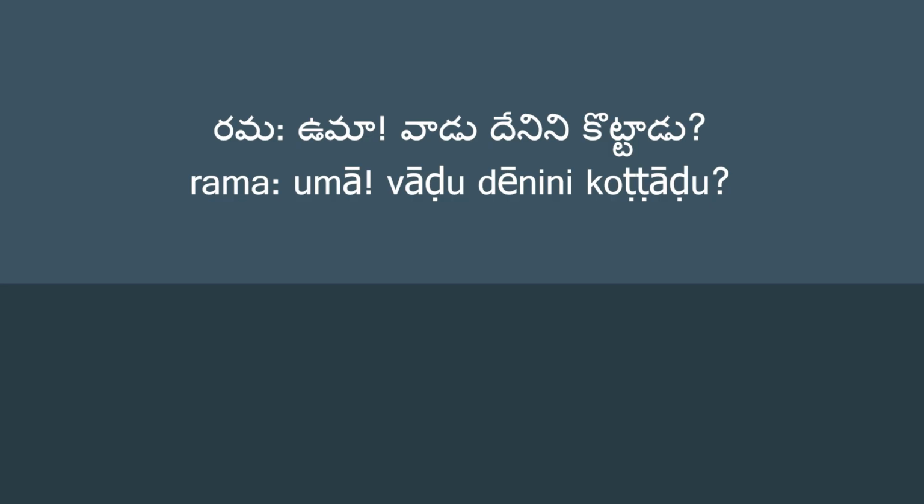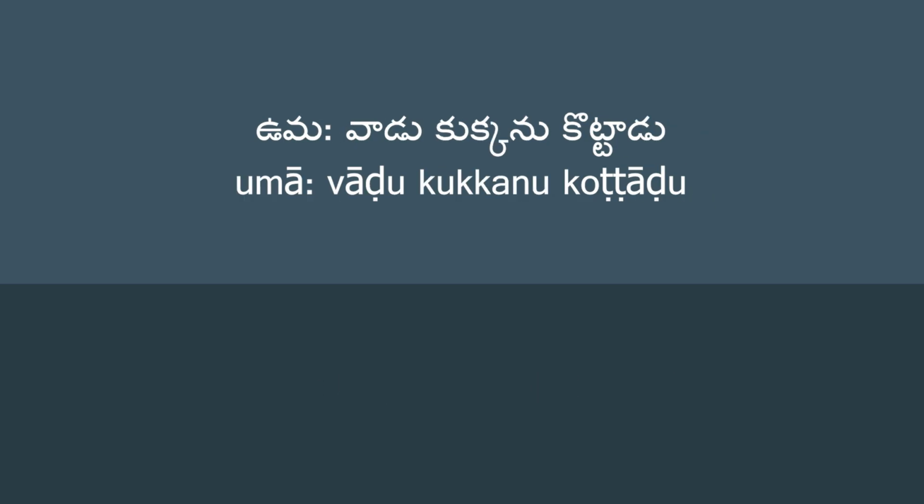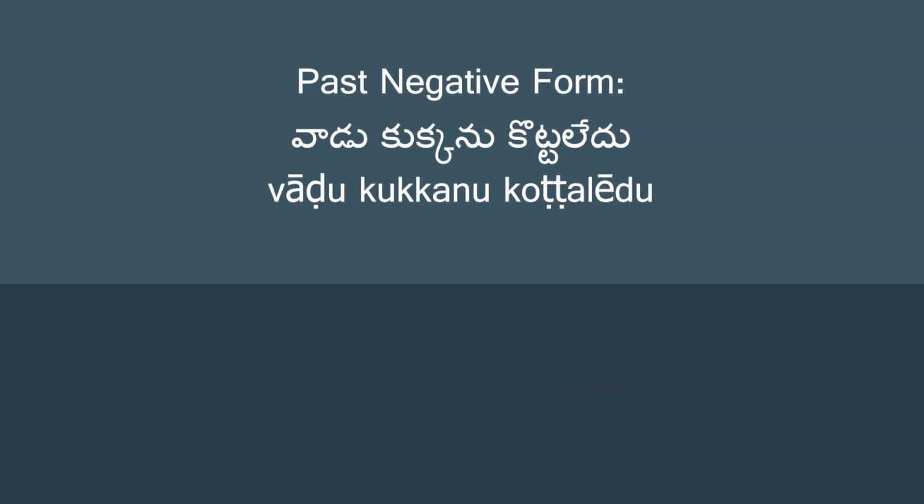The following dialogue occurs between two friends. Rama saying to Uma, Uma, వాడు దేనిని కొట్టాడు? Which means, Uma, what did he hit? Uma says, వాడు కుక్కను కొట్టాడు. He hit the dog. Past tense negative form is, వాడు కుక్కను కొట్టలేదు. He did not beat the dog.